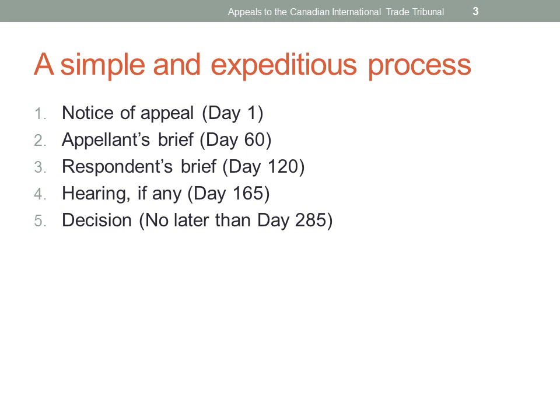Around day 165, the Tribunal hears the matter, either orally or on the basis of the written submissions only. Finally, the Tribunal decides to either grant the appeal or dismiss it. Unless the parties request postponements, the whole process typically takes around 250 days.